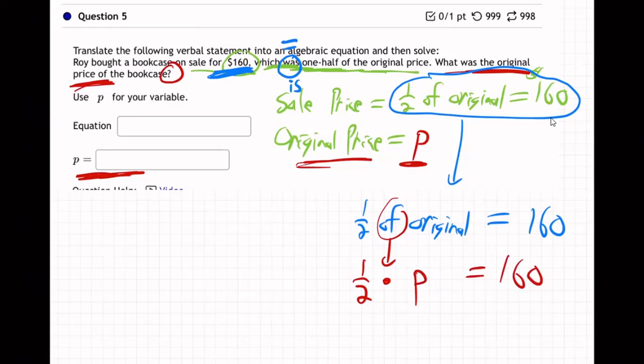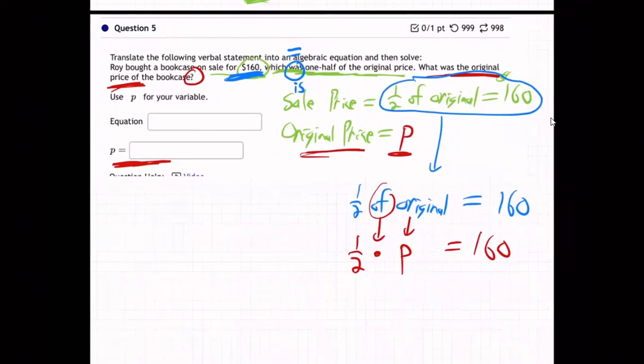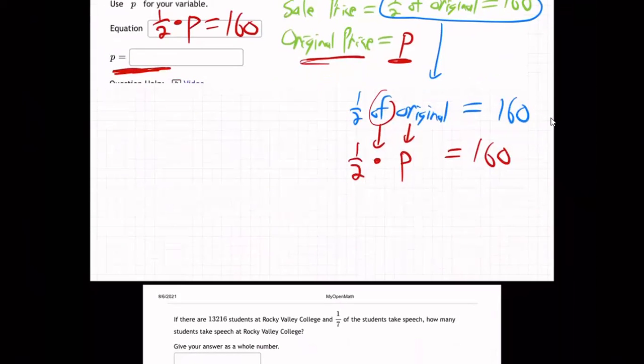So there we go. There's our equation. 1/2 of is times. Remember, of is times. 1/2 of the original price equals 160. So half the original price equals 160, the sale price, in other words. So let's write that up here first. This is 1/2 times P equals 160. Then we need to solve that for P. Let me bring it over here. 1/2 times P equals 160.